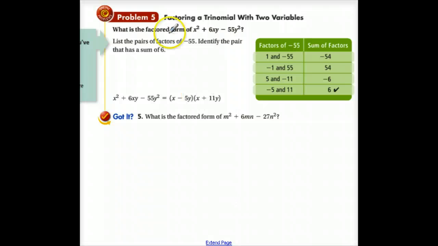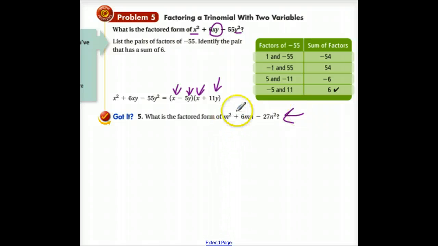All right, final example. Factoring a trinomial with two variables. Notice you see the xy. So there's an x squared, a y squared, and an xy. Really nothing changes. It's just that each term includes an x and a y. Let me show you what they did here.